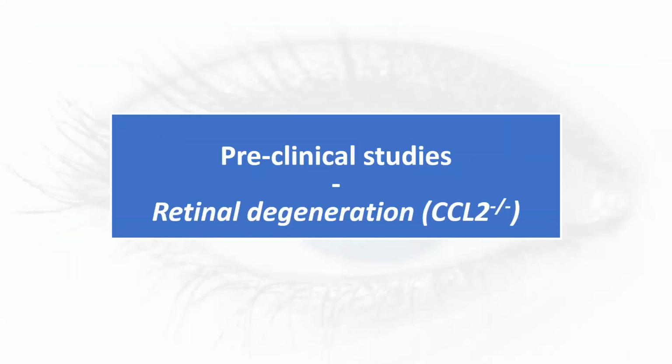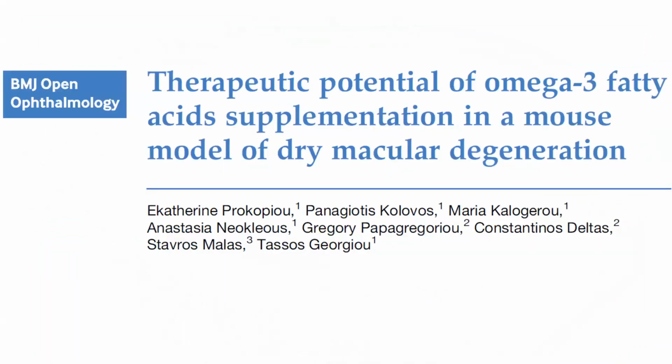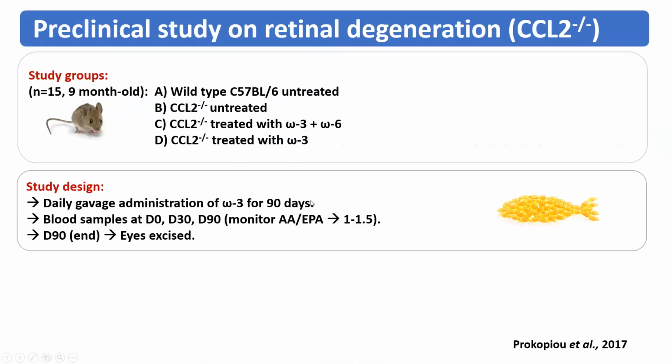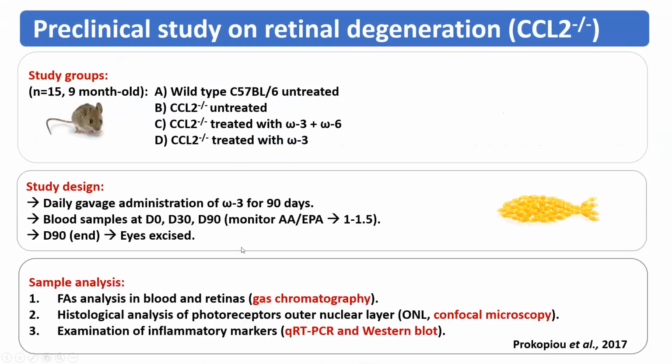The next set of results relates to the retinal degeneration model. So I would like just to briefly go through some set of data. I'm not going to go through the whole thing and show you again what happened with regards to the study. So very similar study design as the previous one. In this case, we had a group with omega-3 plus omega-6 and a group just with omega-3, in addition to the control groups that we had. We have treated the animals for 90 days, and on day 90, we have excised the eyes for preparation.